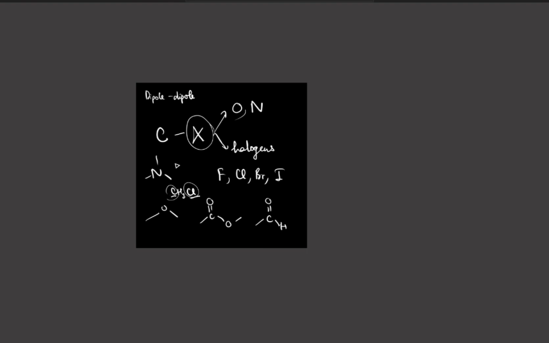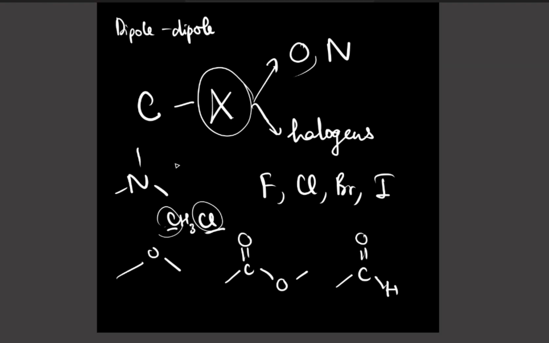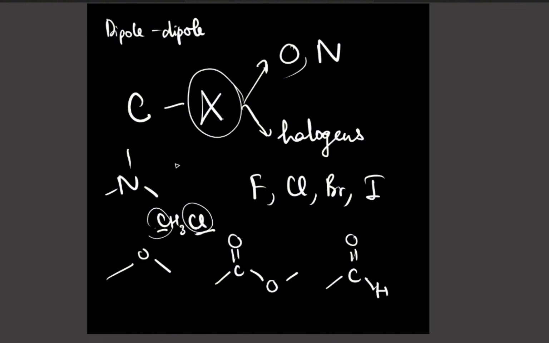However, all of those attractions are weaker than hydrogen bonding because the electronegativity difference between carbon and oxygen or nitrogen or halogens is not as large as the difference between the electronegativity of oxygen and hydrogen, or nitrogen and hydrogen. So since the partial charges are smaller, the intermolecular forces are weaker, and the effect on boiling point is smaller than that of hydrogen bonding.